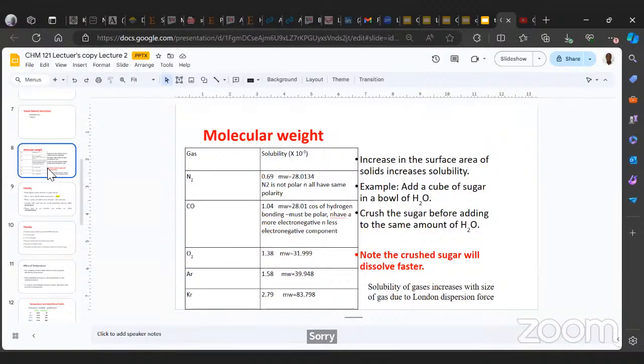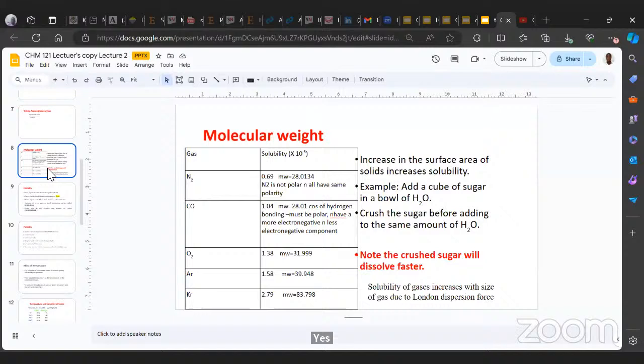Now, why is nitrogen more soluble? The molecular weight of nitrogen is less. Nitrogen is not polar. The two nitrogen atoms have the same polarity in nitrogen gas, so there's no polarity there. Now, looking at CO, it has polarity because carbon and oxygen have different polarity.